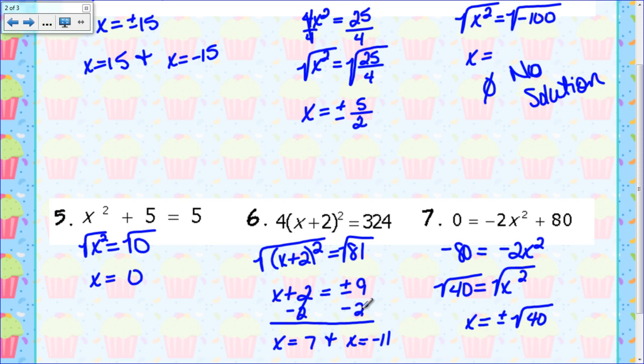When I subtracted 2 from both sides, remember that meant I had to subtract 2 from positive 9 and from negative 9. And so when I did positive 9 minus 2, I got x equals 7. And when I did negative 9 minus 2, I got x equals negative 11.